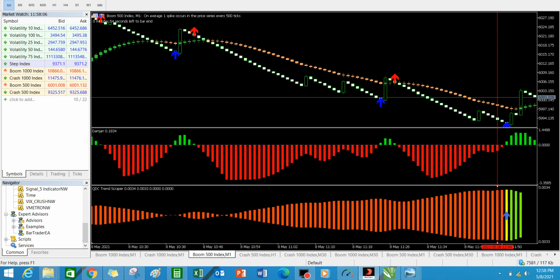Okay, all I want you to do is, on your notepad, create a table. Create a table, and on each of the columns, have your Boom 500 there, have your Boom 1000 there, Crash 500, then Crash 1000. Then on your charts on your demo account, have this set up on your demo account.